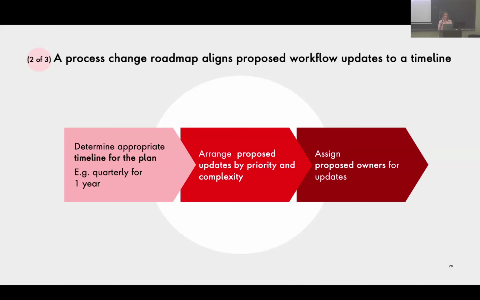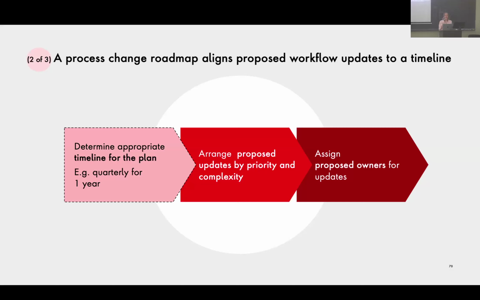And then the next part of this, because it all kind of works together, is to create the process change roadmap. So what you want to do is define an appropriate timeline for your plan. For example, I often give my clients a year to do something, but maybe, it's almost June. Maybe I would try and get them to a certain point by the end of the year. So I would just define the next 6 months.